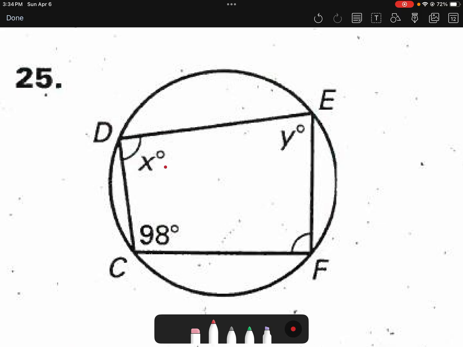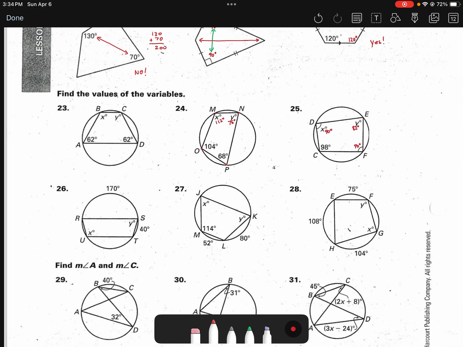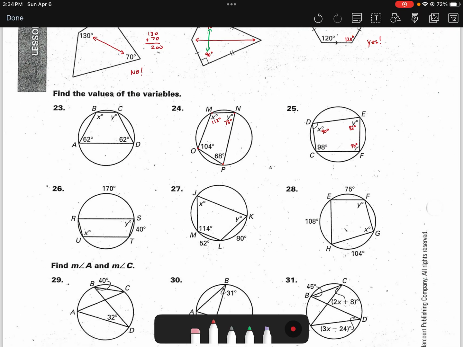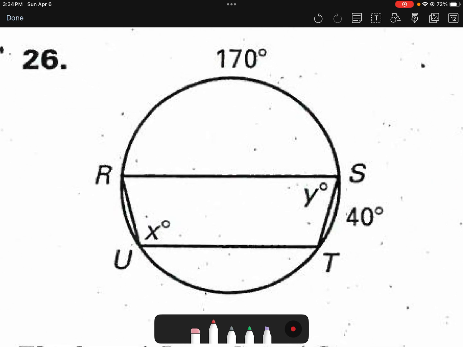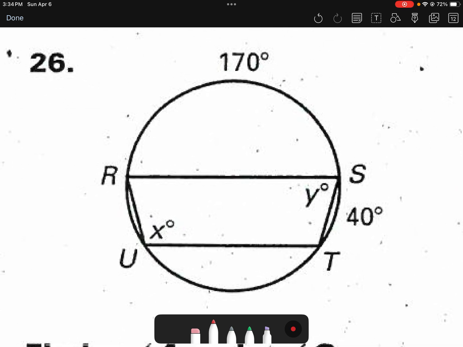Number 25, we have two opposite angles that are the same. They have to be supplementary also, so they're both 90. And this guy's going to be 82. Just subtracting from 180. Pretty simple. It starts getting a little more complex when you get to number 26.